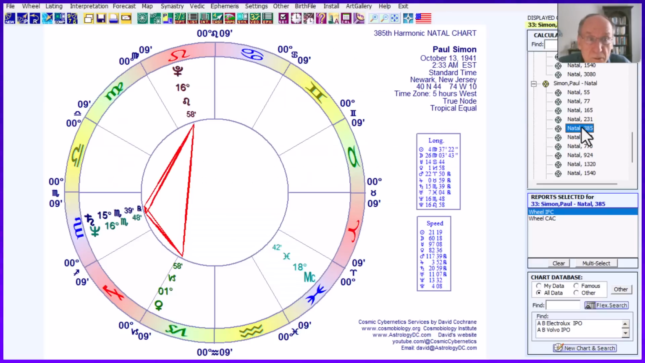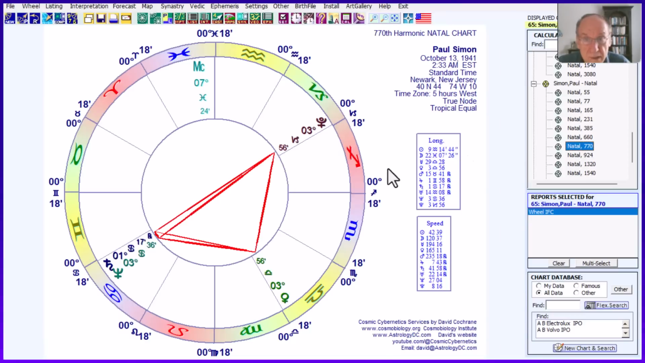Now I'm going to double 385 and go to 770. That means it should turn into something like a T-square or a grand cross, into 4 vibration aspects. And there it is. It turns into a T-square, and the lines are still thick. They don't have to remain thick. Things could start going out of orb with no line at all. So this is the strong condition.